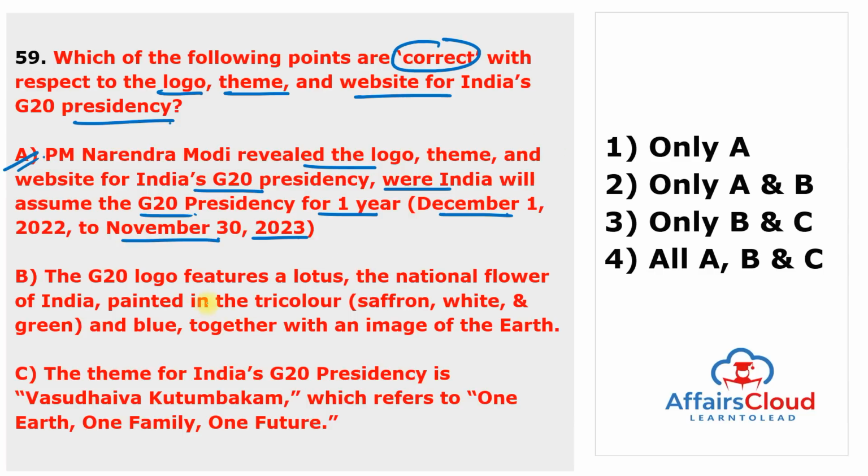And the G20 logo features a lotus, the national flower of India, painted in the tricolor saffron, white and green, and blue, together with an image of the earth. This statement is also true. And the theme of India's G20 presidency, this is the most important statement, Vasudhaiva Kutumbakam, which refers to one earth, one family, one future.